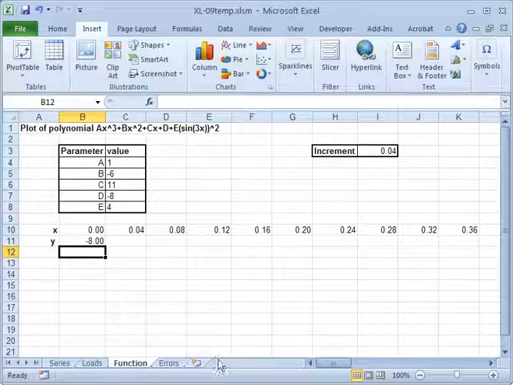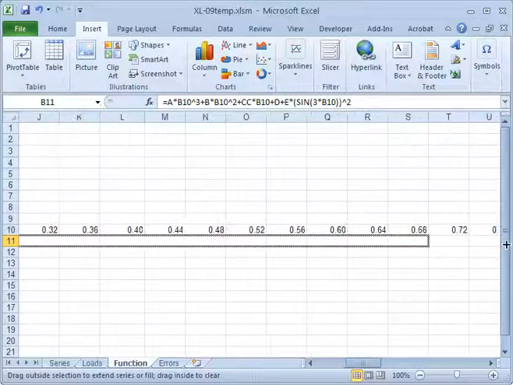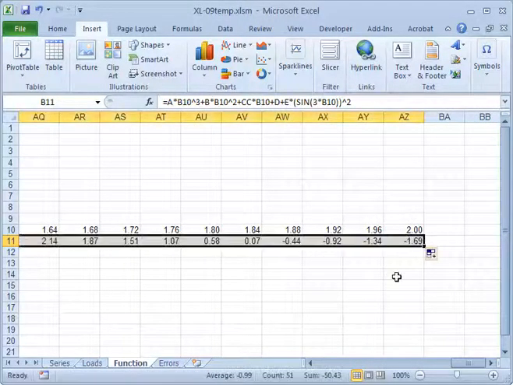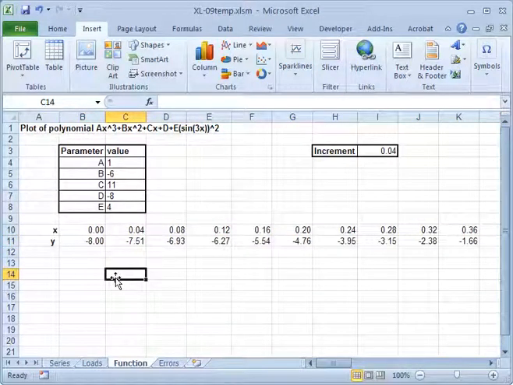Hit enter, and it will give us -8. Okay, then let me just copy this for the whole y values up to AZ11. So this is how we get the whole data.